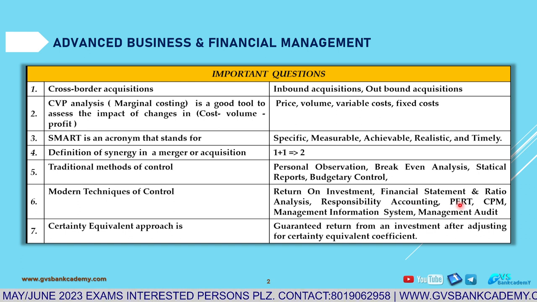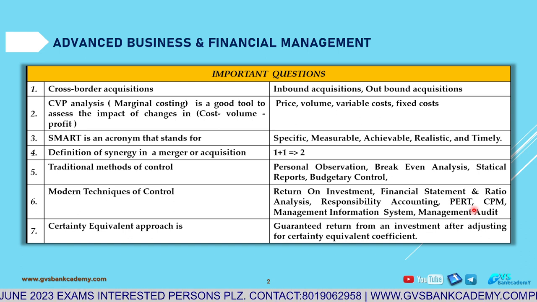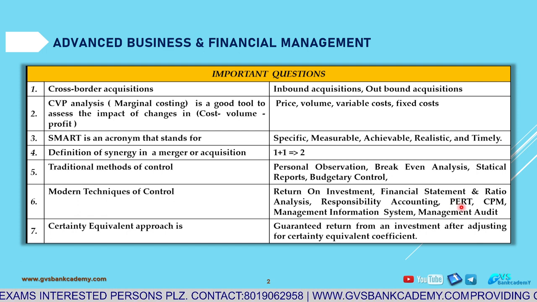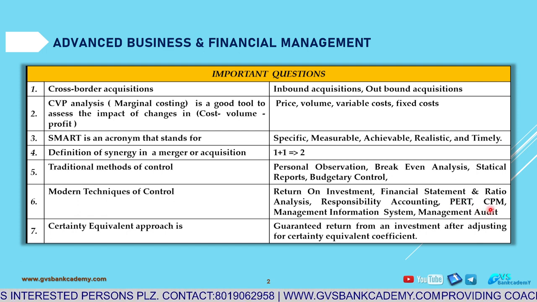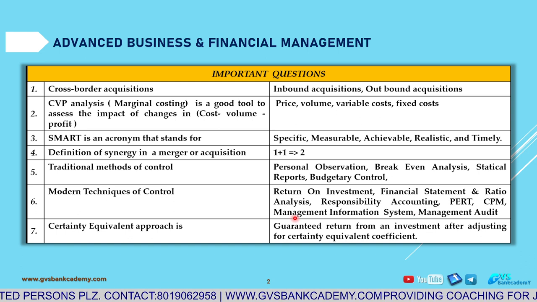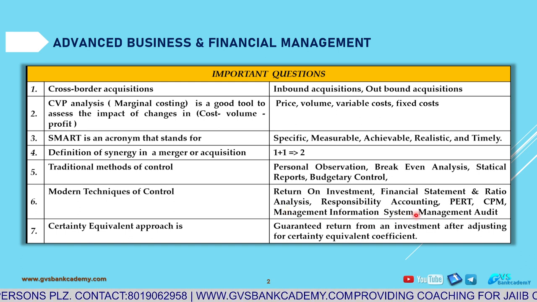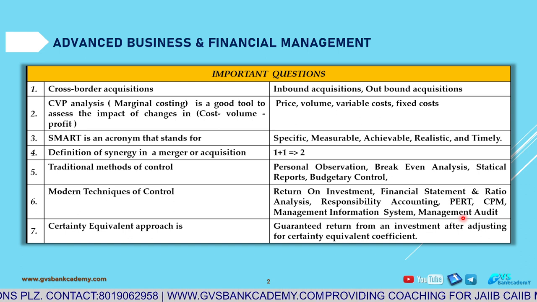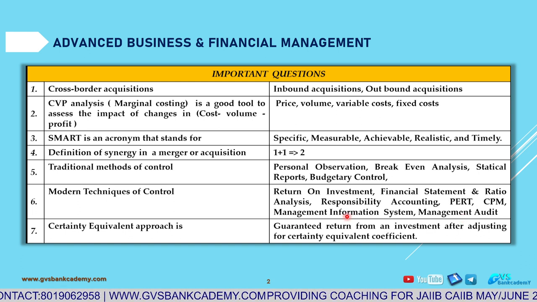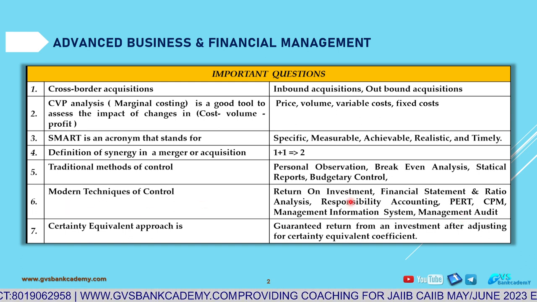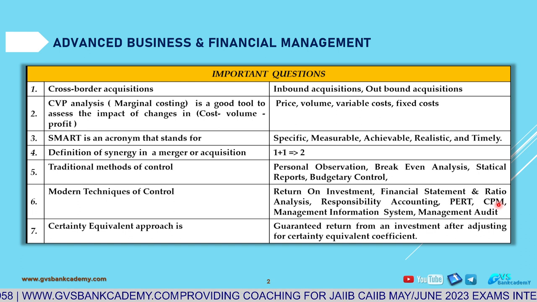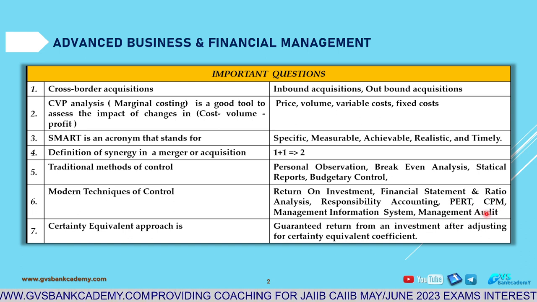PERT, program evaluation and review technique, used in project completion evaluation. CPM, critical path method. MIS, management information system. And finally, management audit of the company, which shows how the management is doing and its overall functioning. These are the modern techniques of control. The new ones are PERT, CPM, and management audit. The remaining are okay.